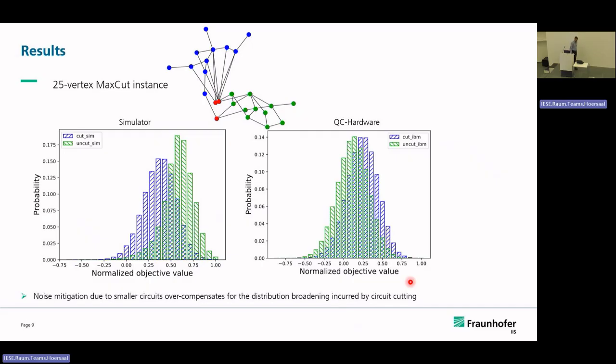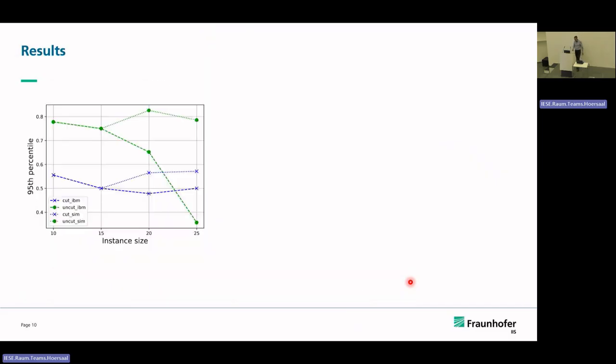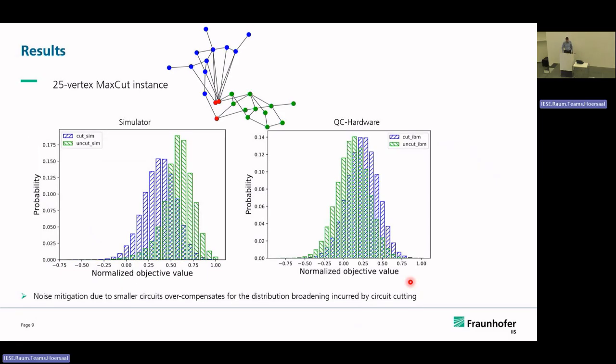So the point I want to make is that although in theory circuit cutting worsens the distribution, in practice it can even improve your distribution of solutions because you have this qubit reduction and also, of course, a depth reduction of the circuit. And this, of course, suppresses noise.